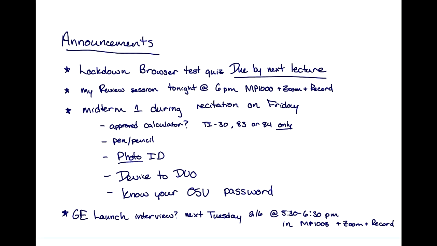You've crammed so much information in your head that you just forget your password, so do know your password. All right, so those are the announcements for the exam.